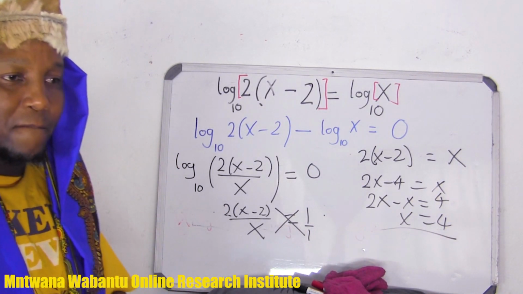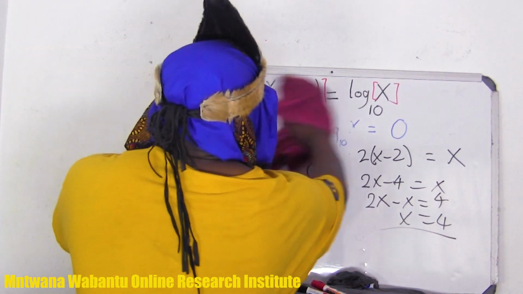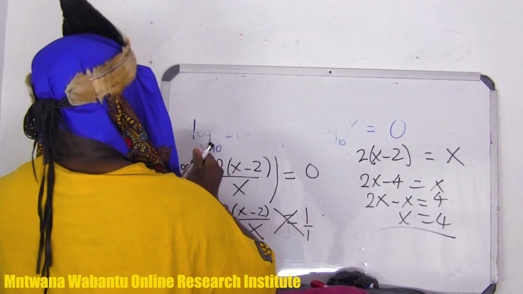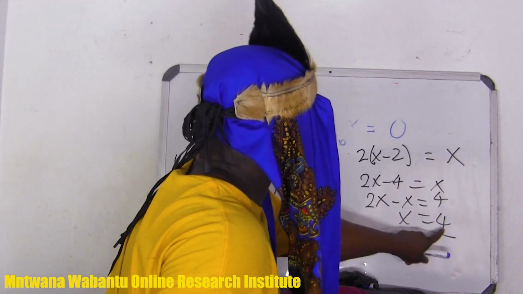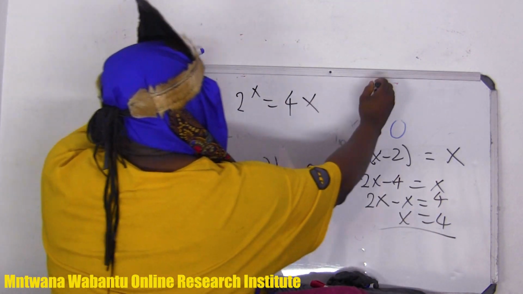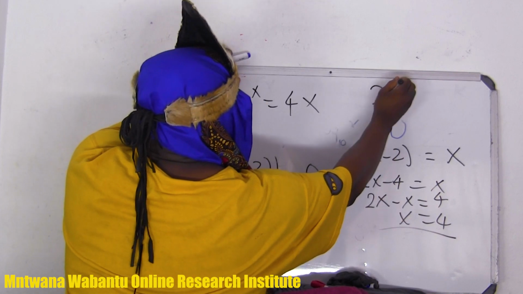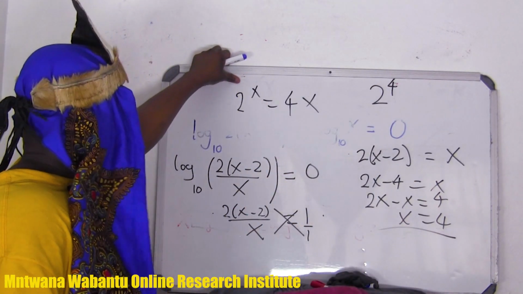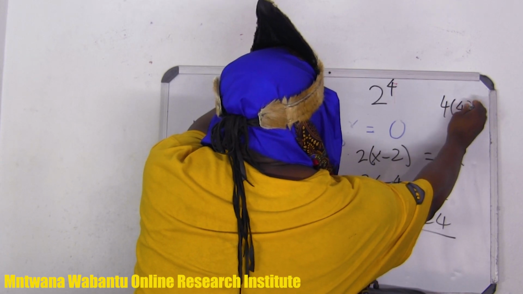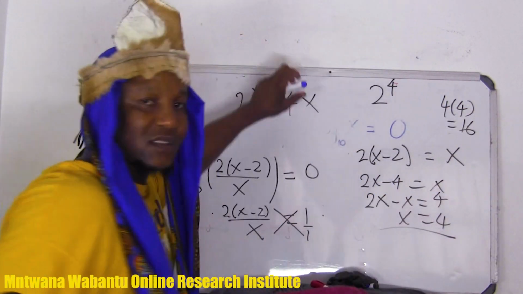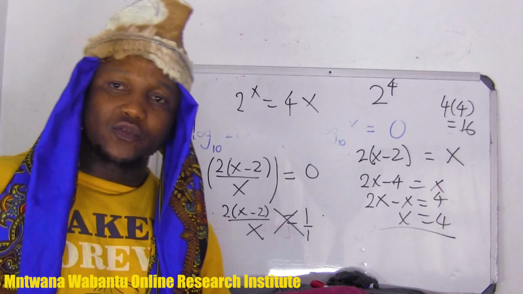So now, if you put it back in the given equation, which is 2 power x equal to 4x. If you plug 4 here, look, 2 is 2 power 4. What is 2 power 4? Equal to 16. Okay, now let's go to the right hand side. Right hand side is 4 times 4. 4 times 4 equal to 16. So 16 equals 16. Left hand side equal to right hand side.